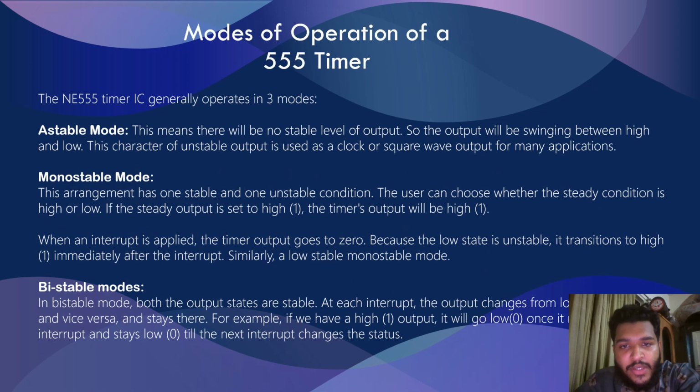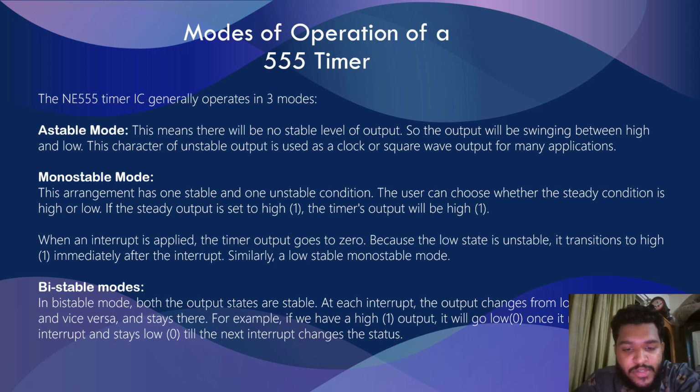Modes of operation of a 555 timer. There are 3 modes: astable mode, monostable mode, and bistable mode. So let's start with astable mode. Imagine a self-starting swing set. In this mode, the timer continuously flips its output between high and low, creating a continuous square wave perfect for flashing lights or building clocks.